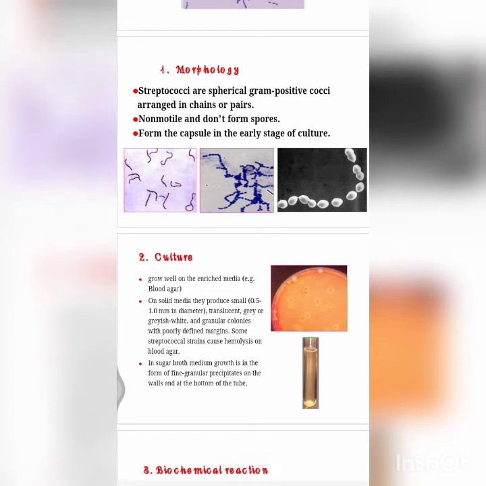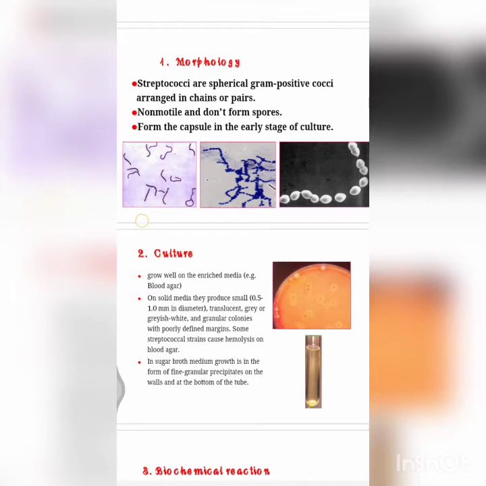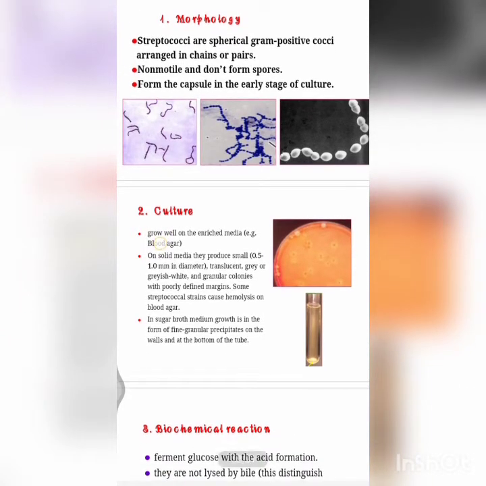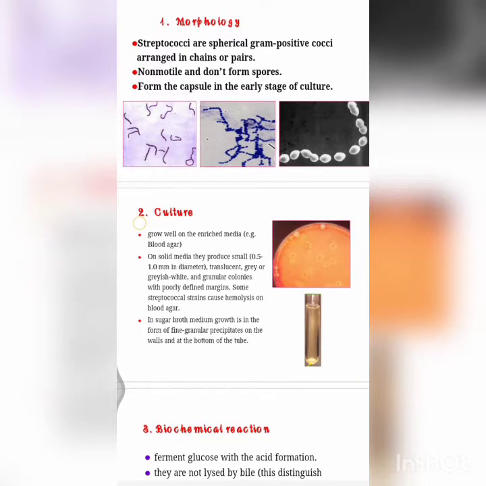For culture we use an enriched medium, that is blood agar, mainly containing sheep blood. On solid media it produces small, 0.5 to 1 millimeter diameter, translucent grey or greyish white granular colonies. You can see greyish white colonies with poorly defined margins. Some streptococcal strains show hemolysis on blood agar, and if it does hemolysis, then it is beta hemolysis, that is complete hemolysis. In sugar broth medium, they grow as fine granular precipitates on the walls and bottom of the tube. Here you see some granule-like structures at the bottom of the tube.